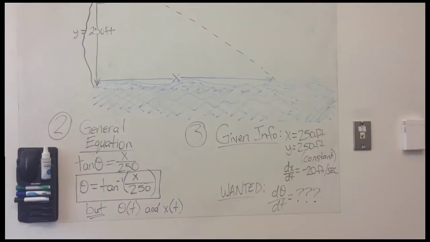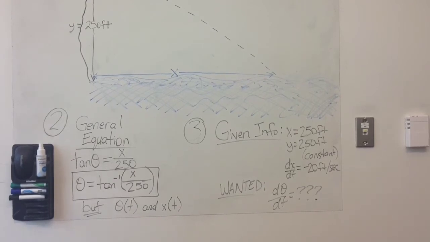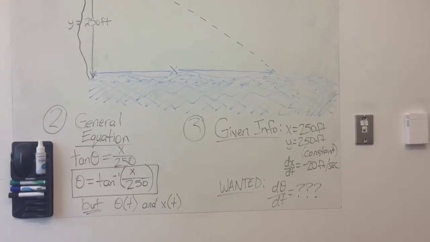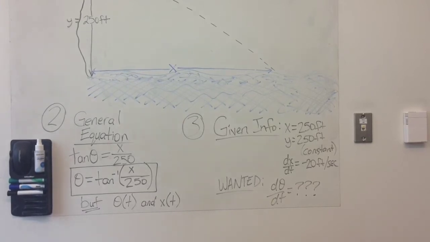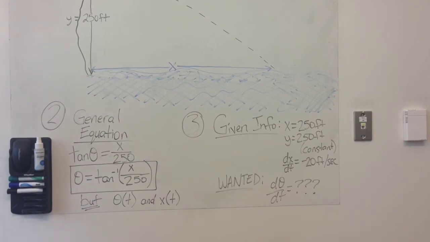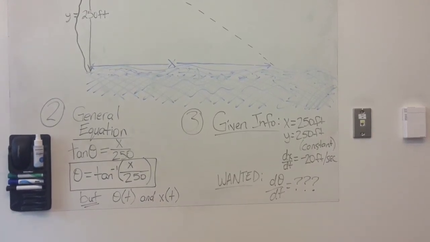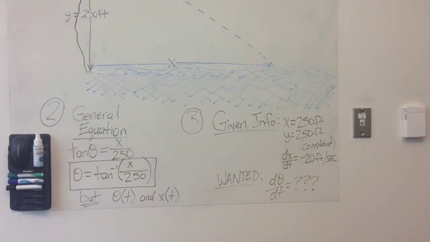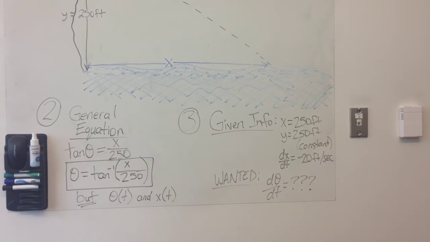So number 2, we go on to our general equation. Since we're looking for theta, we want to use tangent. Tangent is opposite over adjacent, so it's going to be x over 250. This 250 is constant. So when we solve for theta, it's going to be inverse tangent of x over 250. But theta is a function of time, and x is also a function of time.